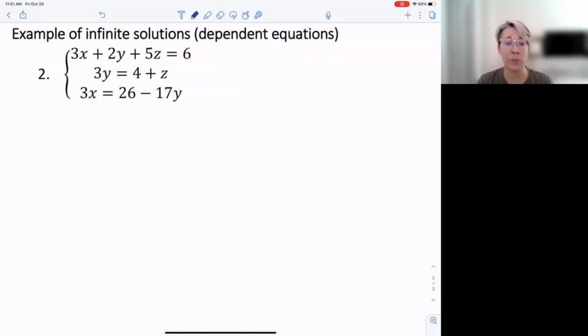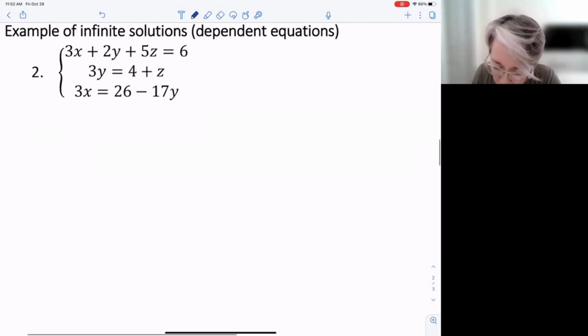Now we have an example where we're going to have infinite solutions. These are called dependent equations. The answer to one is dependent on the answer to the other. One of the things you may notice is that the x's, y's, and z's are not lined up. I would definitely put them all in order and in line with each other so we can see them a little bit better.